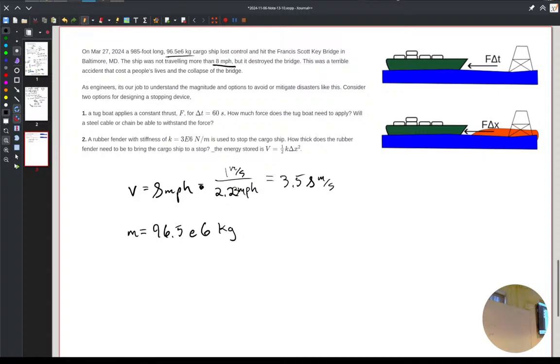Are we allowed to say momentum is equal to impulse, just for simplicity's sake? Is momentum equal to impulse here? Well, yeah, the units line up. Can I just say, all right, mv equals F delta T? Maybe.